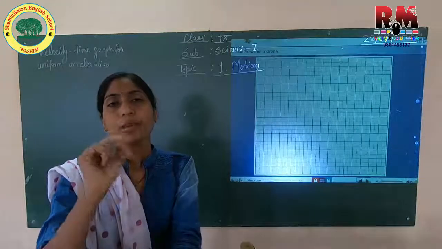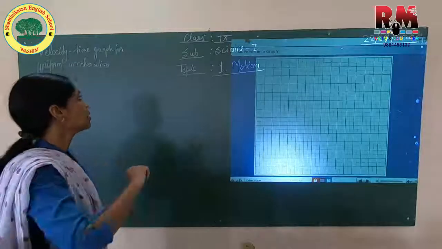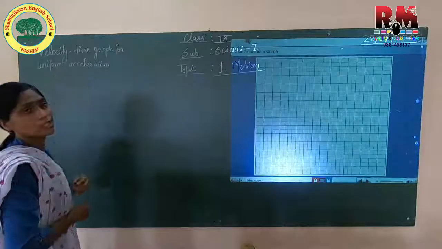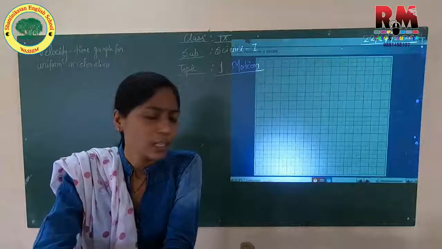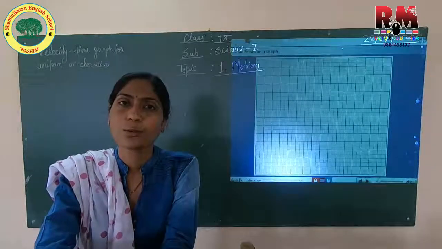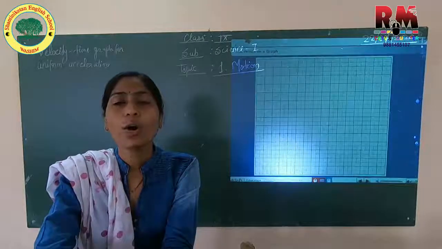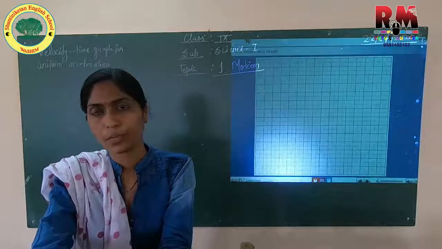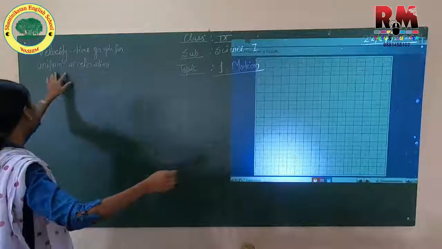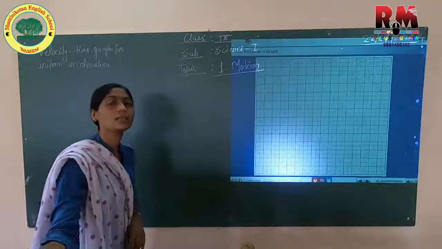Okay, if I am talking about uniform acceleration, acceleration is depending on velocity. So very simple, children, velocity must be uniform. Or I can say equal velocity is covered in equal interval of time, then that acceleration will be uniform acceleration. Now let us see the graphical representation of it.